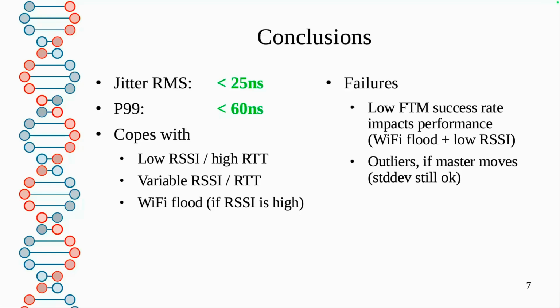It can survive Wi-Fi flood if signal strength is high enough. It maintains a low Jitter RMS below 25 nanoseconds with P99 below 60 nanoseconds. As expected, it starts to fail when FTM success rate drops. We saw impact on performance of Wi-Fi flood together with low signal strength. We also saw that outliers appear when master moves. This is probably related to mechanical stress on crystal oscillator of the master. Regardless of the outliers, jitter figures stay okay.